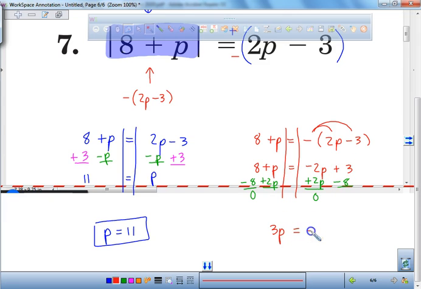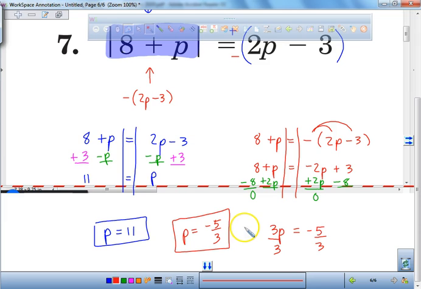3 minus 8 is negative 5. And then what are we going to divide both sides by? 3. So we're going to divide both sides by 3. So what's our other possible answer? Our other possible answer is negative 5 thirds. So we have 2 answers.